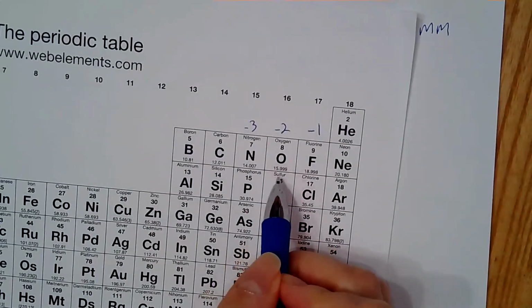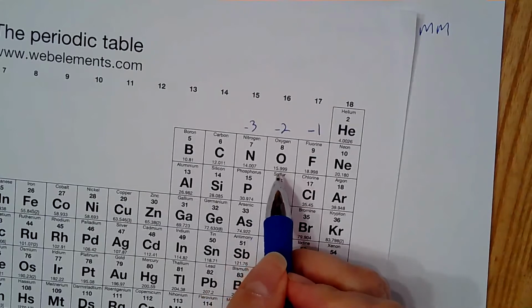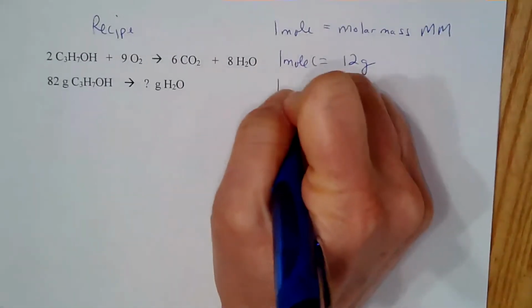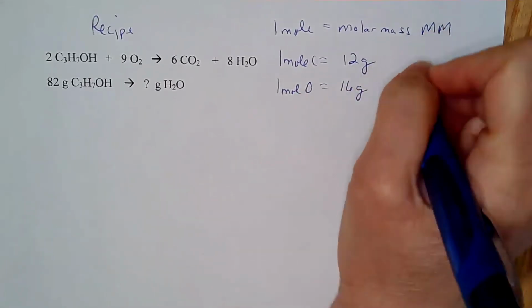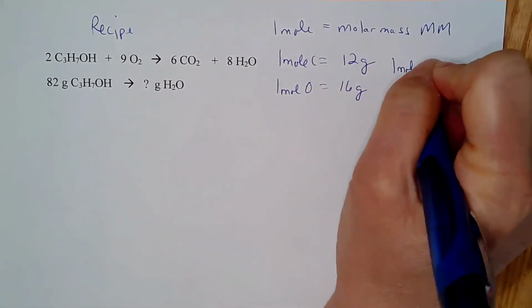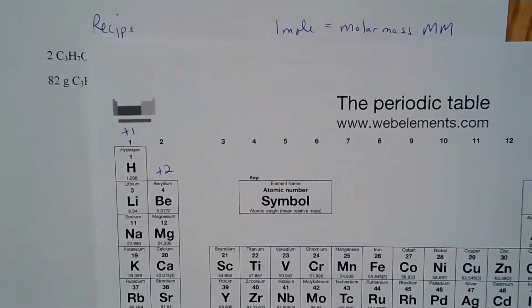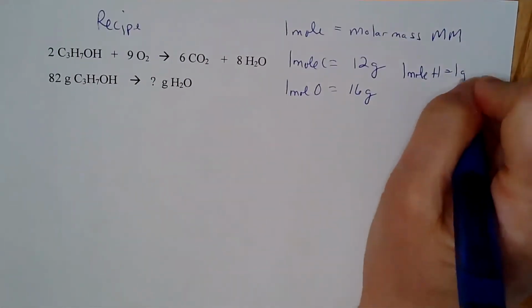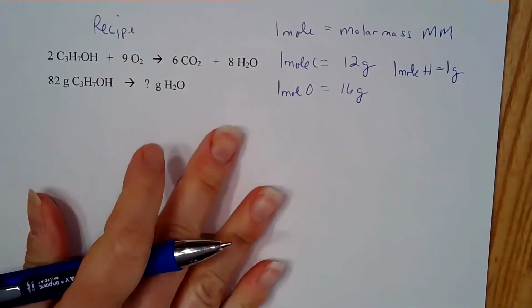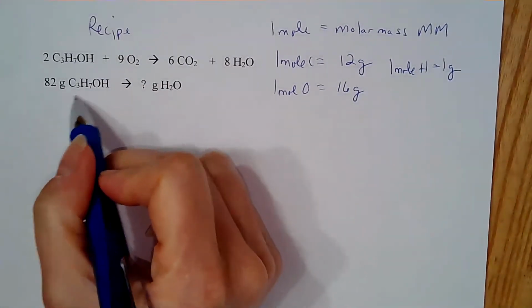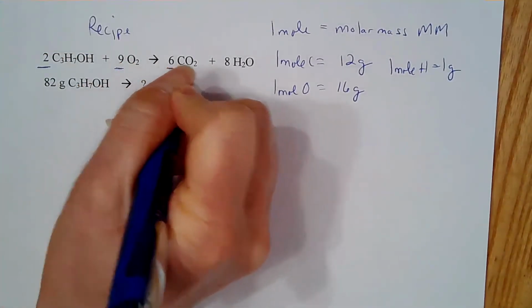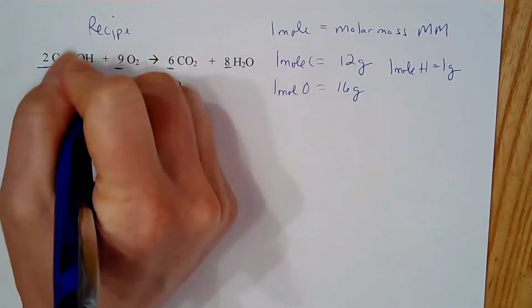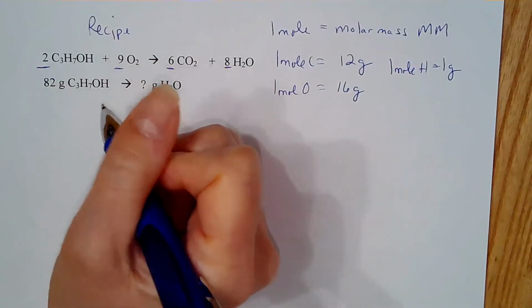Oxygen is going to be another one that we need. That's 15.999, so 1 mole of oxygen is going to be equal to about 16 grams. And then if I have 1 mole of hydrogen, hydrogen has a mass of only 1, so I have 1 gram. So I need to convert all of these things, all grams, to moles, because this is 2 moles to 9 moles to 6 moles to 8 moles. So that is our standard that we go off of in chemistry.